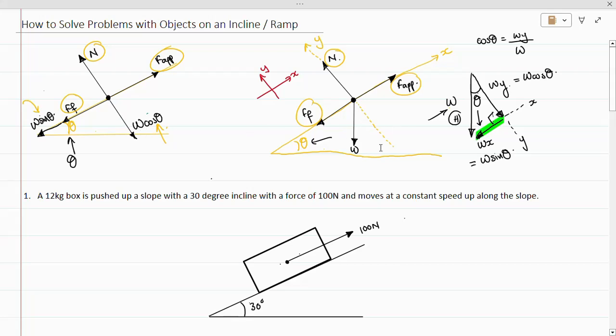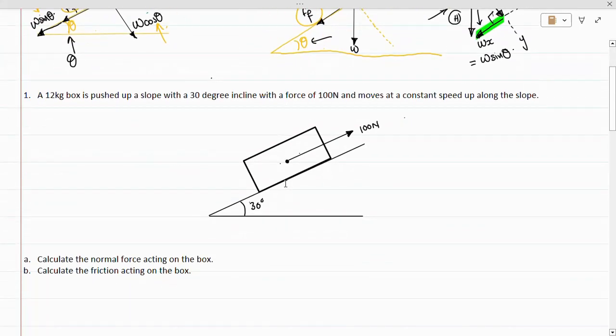So once you break it down, this is basically going to be your cos of theta, and this is going to be your sine of theta, right? So if you want to understand that a little bit more, please go watch the previous video. But for now, we're going to start to look at some questions.